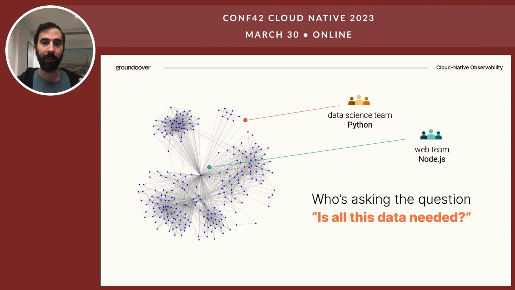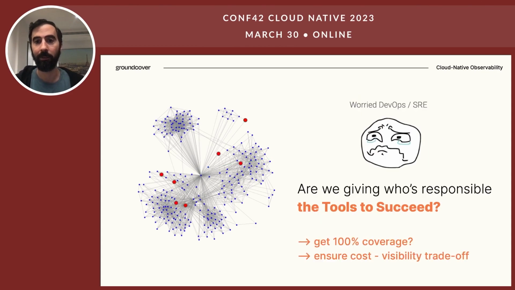I mean, if I let the data science team and the web team all collect their own data, instrument their own code, decide what to measure for observability purposes, who is actually in charge of asking the question, is all this data needed? Are we paying the correct price for the insights that we need as a company, as an R&D group? That's harder when you're working in a distributed manner like this.